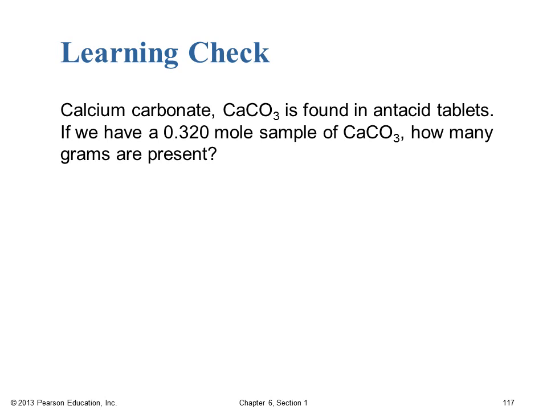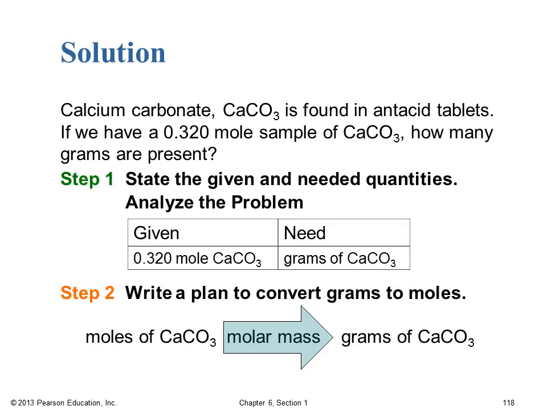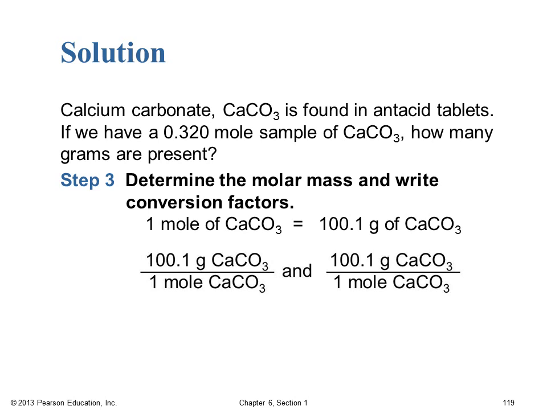Here's another one, and we have calcium carbonate. If we have 0.32 moles of calcium carbonate, how many grams are present? In this case, we need to go from moles to grams, and in order to do that, we need to use molar mass. So we have to calculate the molar mass. 12 is the molar mass of carbon, and we have 1 carbon. We have 3 oxygens at 16, so it's 12 plus 3 times 16, which is 48. So 12 plus 48 is 60, plus calcium, which has a molar mass of 40.1. So 60 plus 40.1 is 100.1 grams per mole.